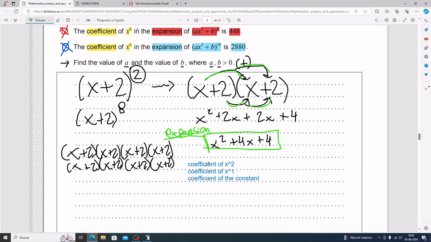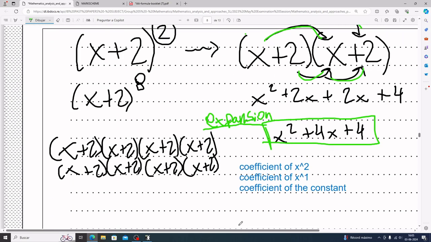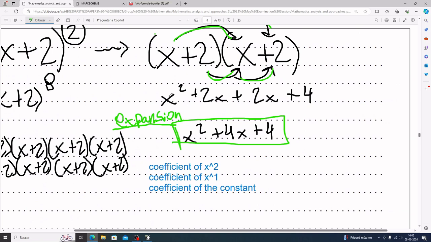So for example, the coefficient of x squared, well, what is next to it? Take a good look. What is next to this x squared is just a 1 times x squared. So the coefficient of x squared is 1. The coefficient of x to the power of 1, well, here it's to the power of 1. So the coefficient of x to the power of 1 is just 4. And the coefficient of the constant, or the one that's alone, it's just going to be 4 because it's this guy here, right?